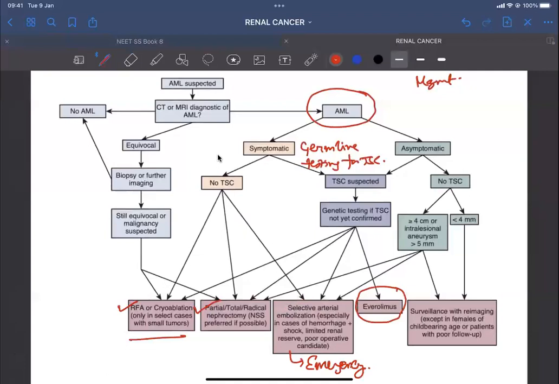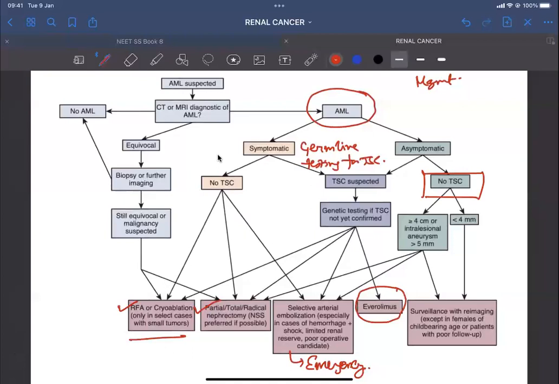Symptomatic patient with tuberous sclerosis who does not have hemorrhage can have everolimus. And the second one is that if a patient presents with acute hemorrhage secondary to angiomyolipoma, the treatment of choice would be selective angioembolization.